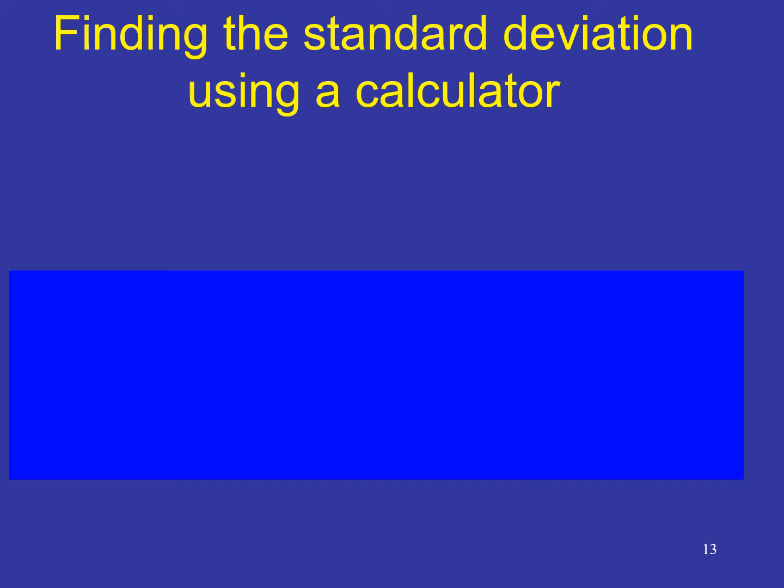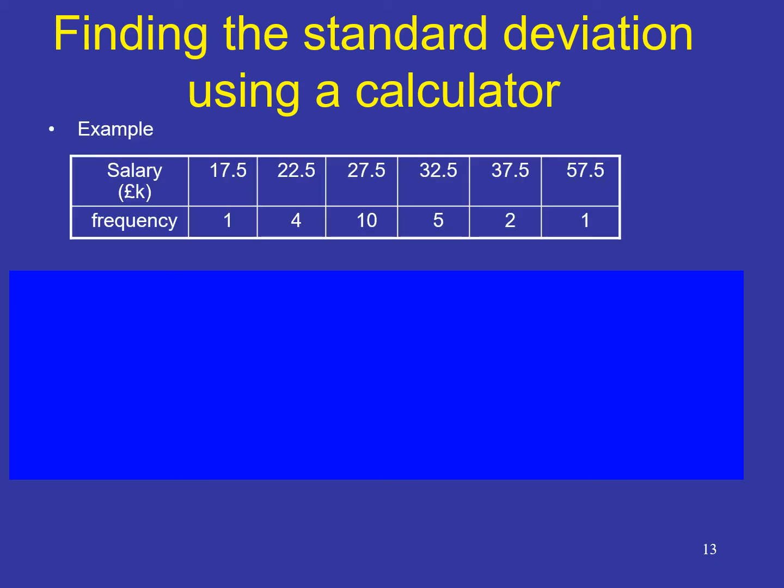Now we've looked at how to calculate the standard deviation going through the formula, but there is a handy button on the calculator which you can use to find the standard deviation. This is very useful for checking your answer. So let's have a look at how we'd use our calculator to find the standard deviation for this example here.